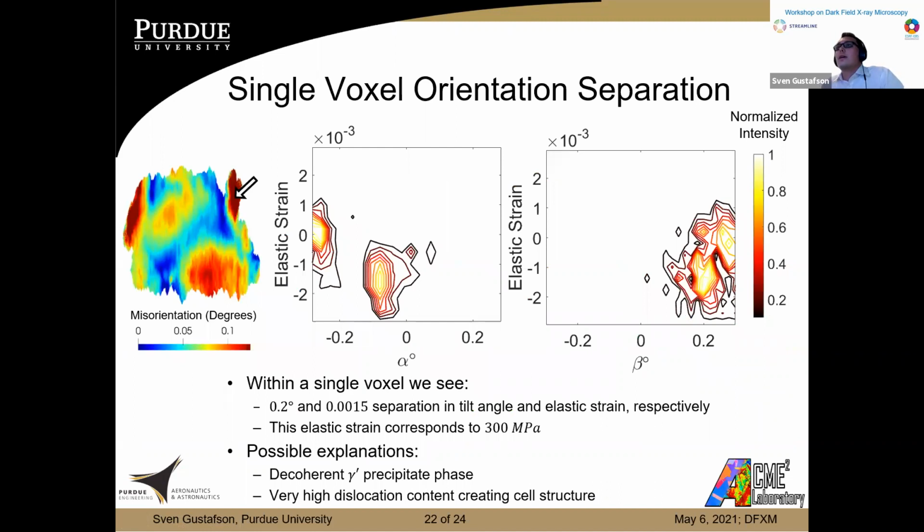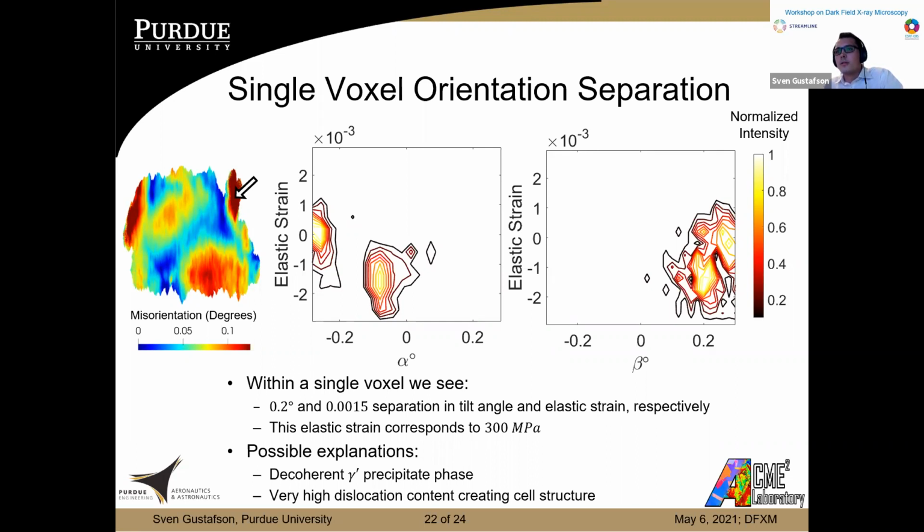One final note, we wanted to look a little bit deeper, so we extracted the information just from a single voxel in this region where we're seeing that large gradient, and we found something interesting. What I've plotted here is alpha and beta, the two orthogonal tilts, as a function of elastic strain. And you can see that we very clearly have a bimodal distribution of intensities here. So this is telling us that there's just two orientations at two separate strain values within this single voxel from our dark field investigation.